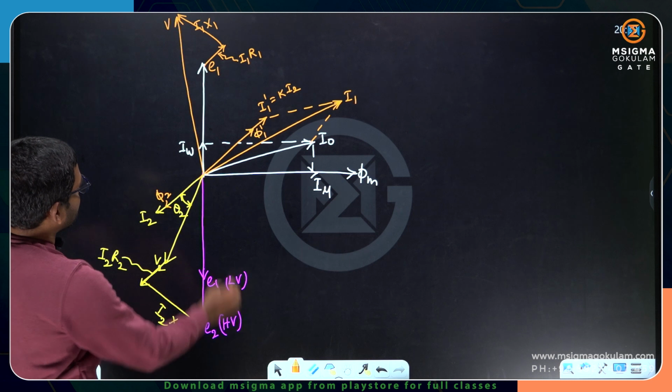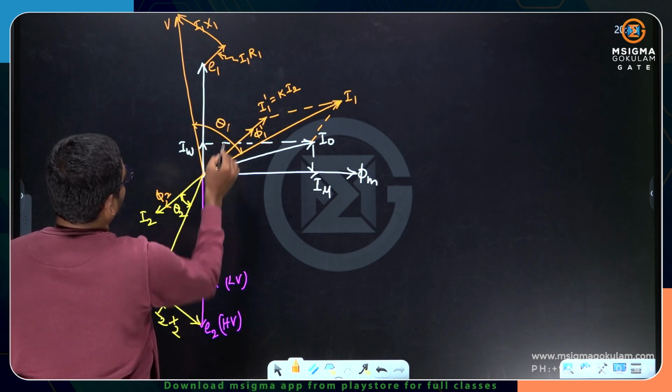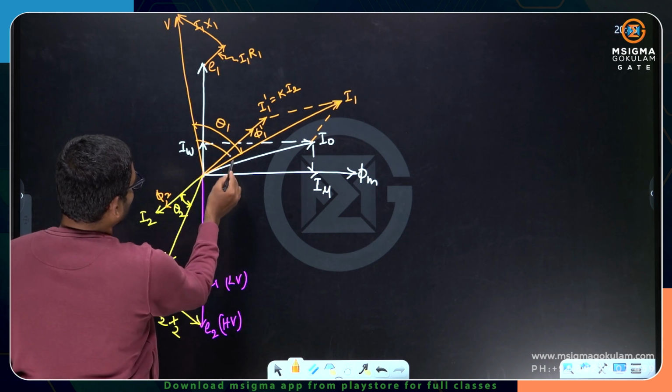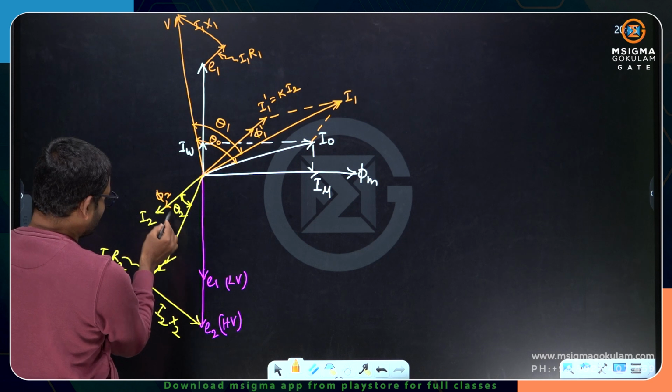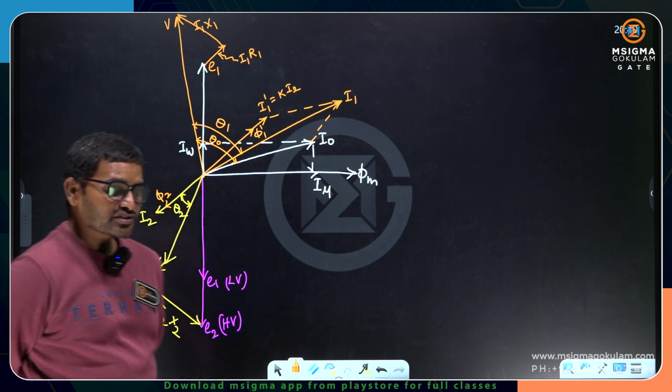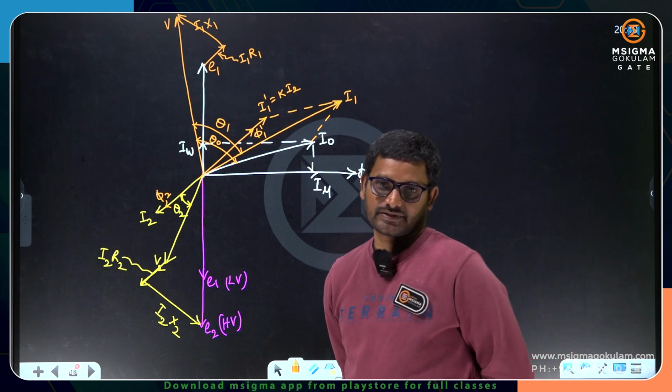Okay. Now this is the new power factor angle, primary power factor angle. This is the new no load angle, theta naught. This is the new load angle. There are so many deviations because of leakage components.